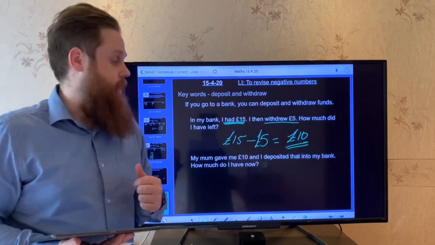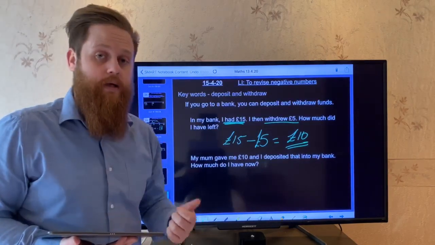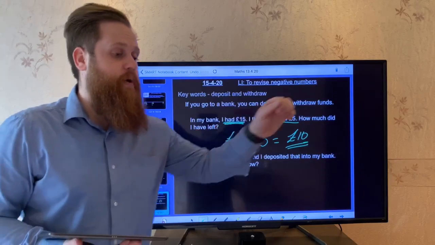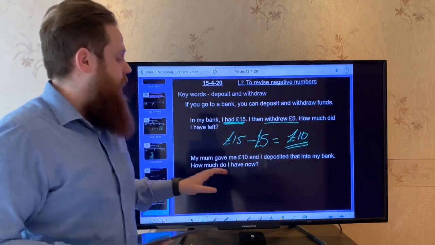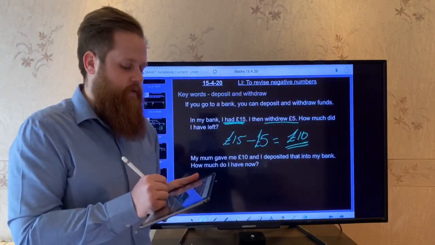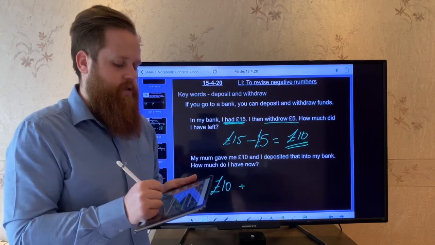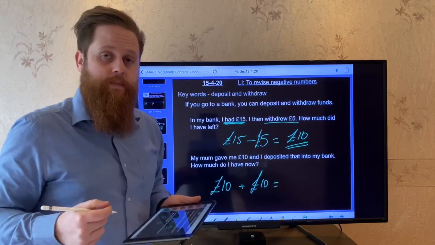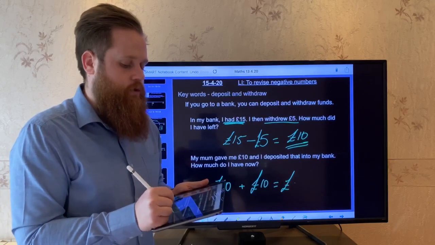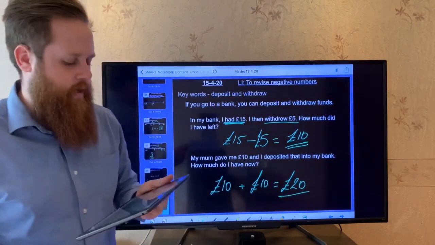My mum gave me £10 and I deposited that into my bank. So my mum gave me £10 and I went and put it into the bank with my other £10. How much do I have now? Well, I take my original answer there of 10 plus the £10 my mum has just given me for my birthday, and I've now got £20. Okay?